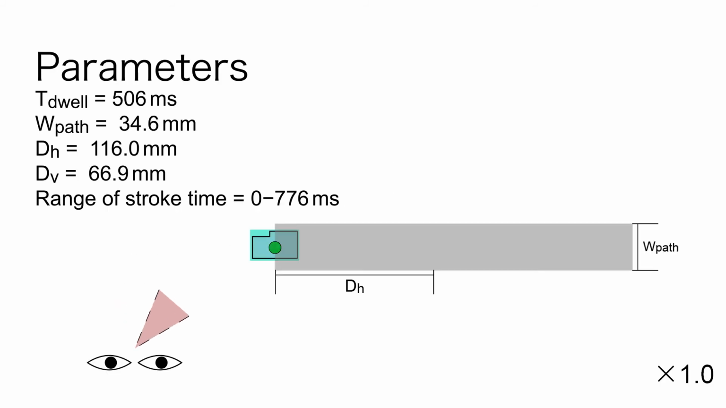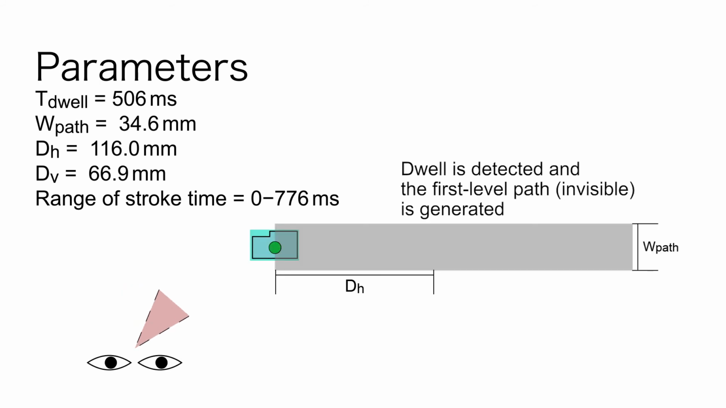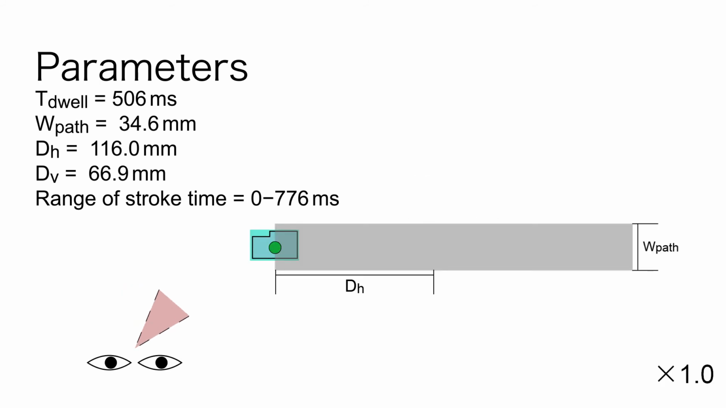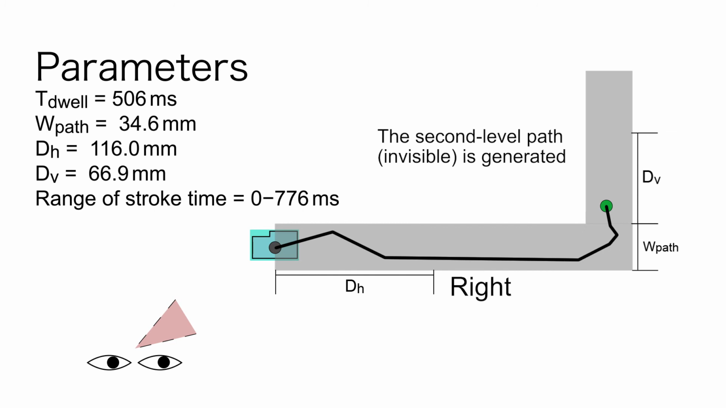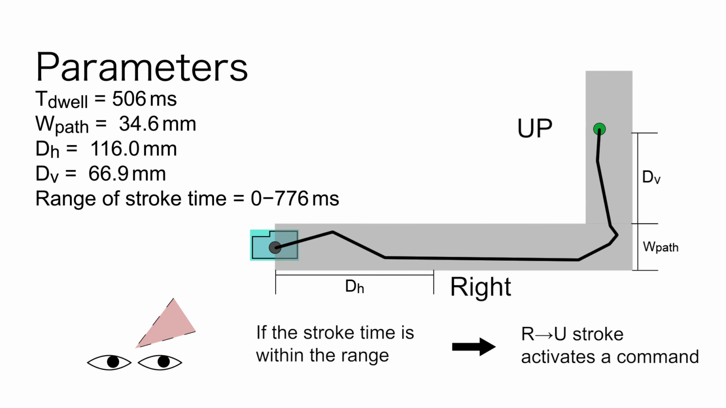We show the process of dwell-then gesture detection with the determined parameters. In this part, real parameters are used. When 552 milliseconds of dwell are detected, an invisible path is generated. When the gaze moves 116 millimeters to the right, a right gaze movement is detected. After the right movement is detected, when the gaze deviates from the path, an invisible path is generated. When the gaze moves 66.9 millimeters upward, the up gaze movement is detected. If the time taken for the stroke is within a specified range, the command related to a right then up stroke is activated.